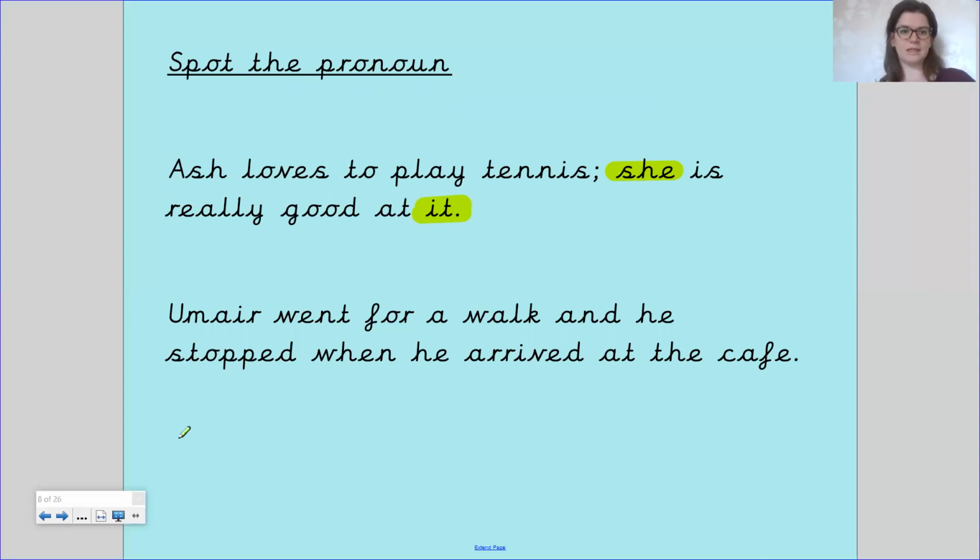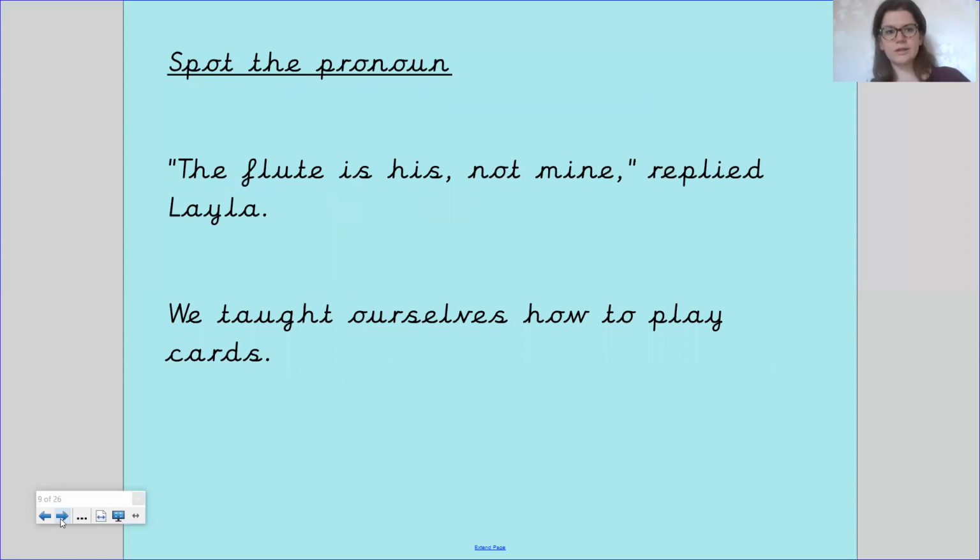Umair, what about this one? Umair went for a walk and he stopped when he arrived at the cafe. What are the pronouns? The pronouns are he. That's a fairly easy one. The flute is his, not mine, replied Layla. Remember, they're words that are replacing nouns. So it's his and mine, because you could say the flute is Thomas's, not Layla's, replied Layla. Okay?